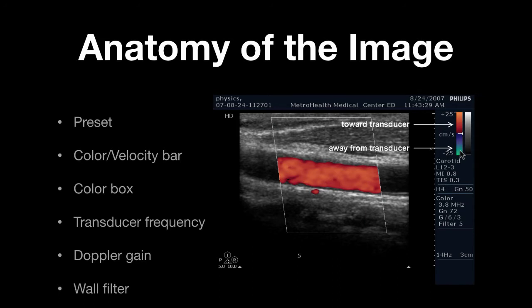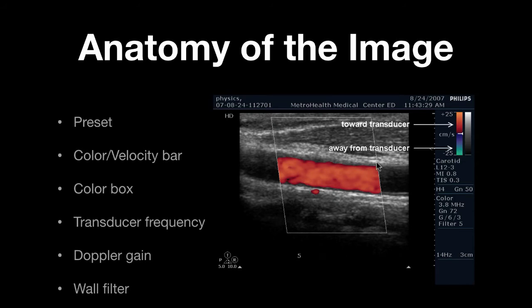You next are going to look for your color and velocity bar. You have that here. Here you've got your velocity scale right here from a positive 25 to a minus 25 centimeters per second. And you can see the color assignment here. Above the white line here, you've got flow directed towards the transducer, and these are assigned reddish hues, whereas flow velocities away from the transducer are given a bluish to green hue.